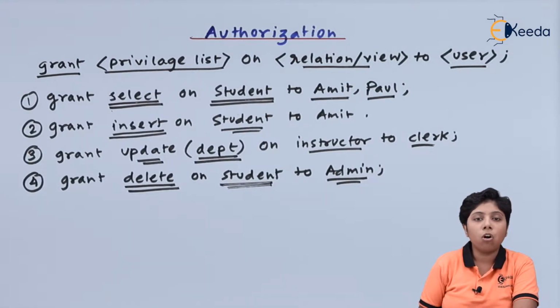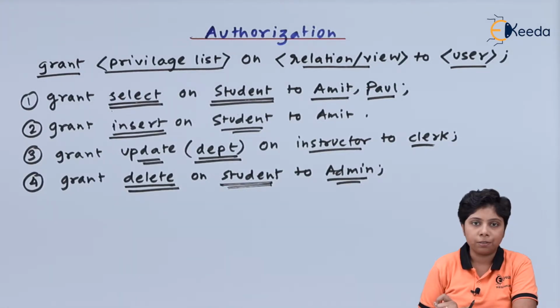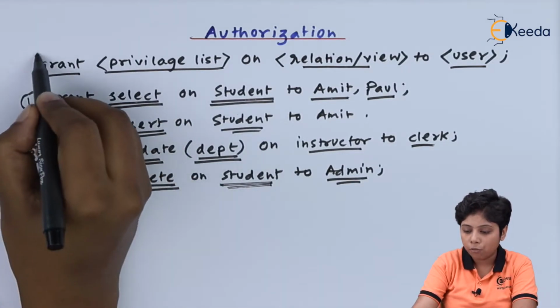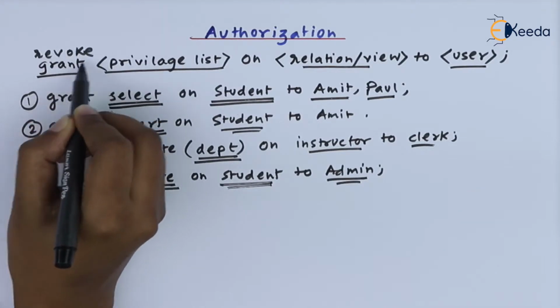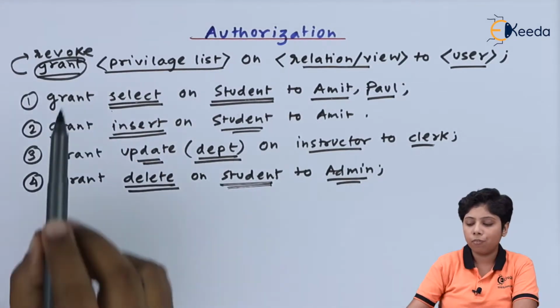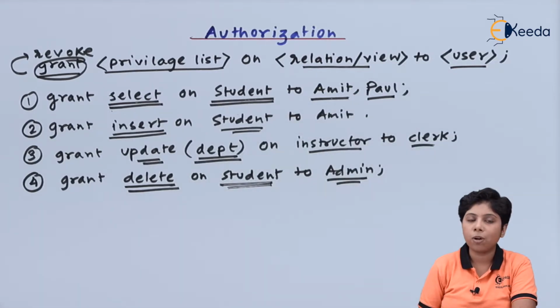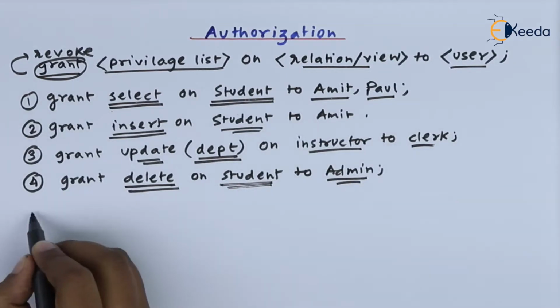Now we can always revoke a privilege if it is found incorrect. So the revoking of a privilege goes the same way, with just the grant keyword changed to revoke. So revoke the privilege list on the relation from the user. So I am revoking a particular privilege from the user. So it will look like this.